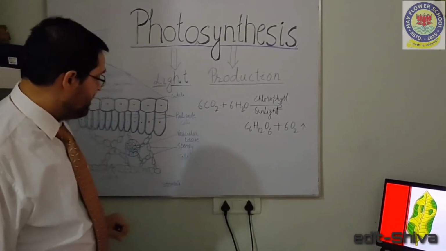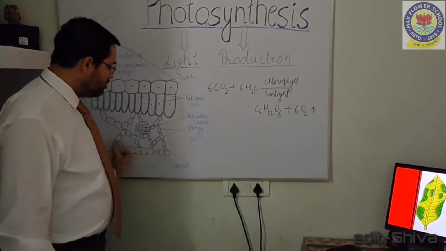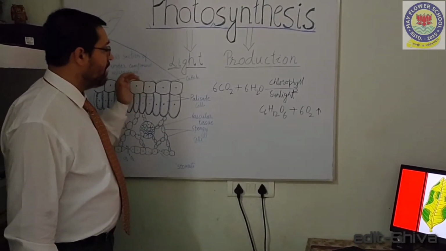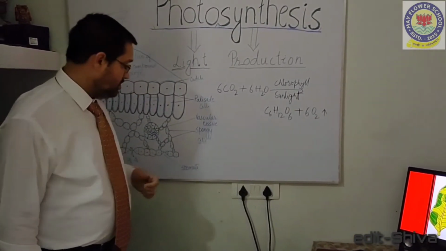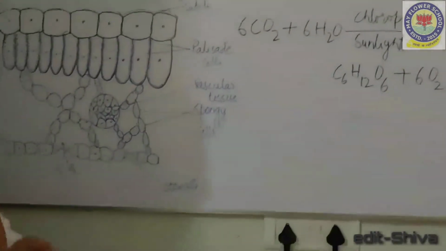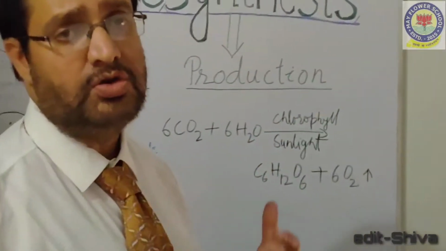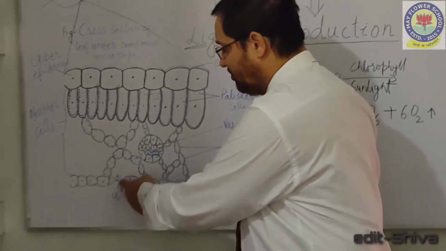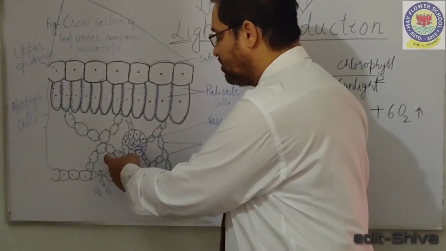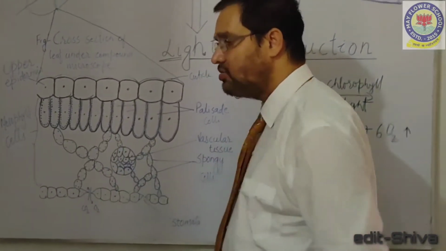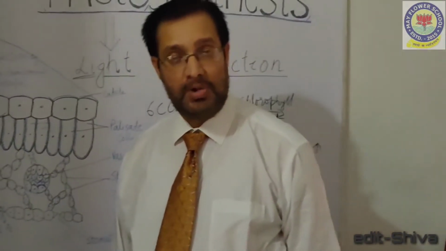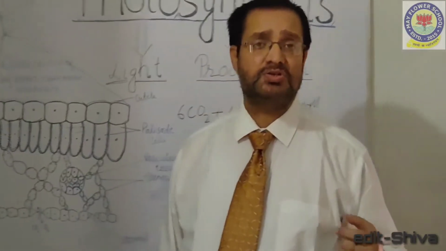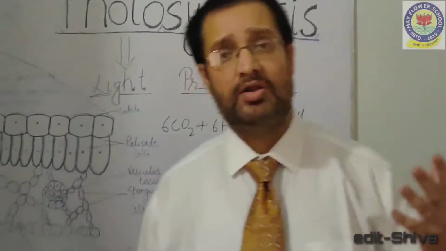These stomata are generally present on the lower surface of the leaf, but they are also present on the upper surface of the leaf. Through these stomata, exchange of gases takes place during photosynthesis. It means carbon dioxide is taken inside and oxygen produced during photosynthesis is released out through these stomata. But through these stomata, another important process also occurs, that is called transpiration.